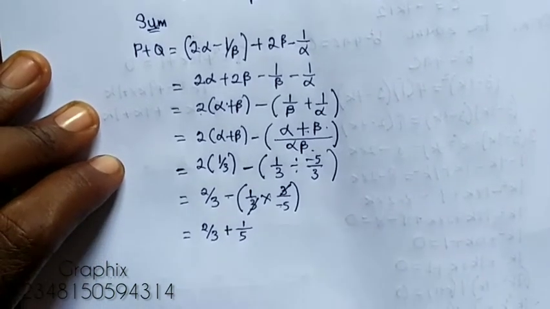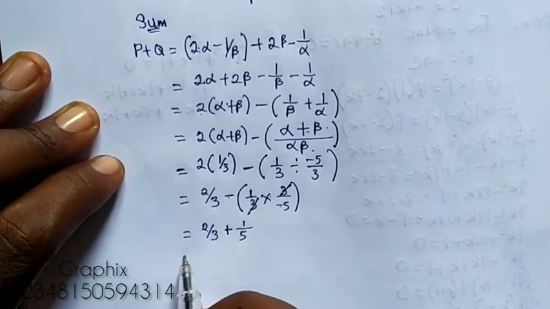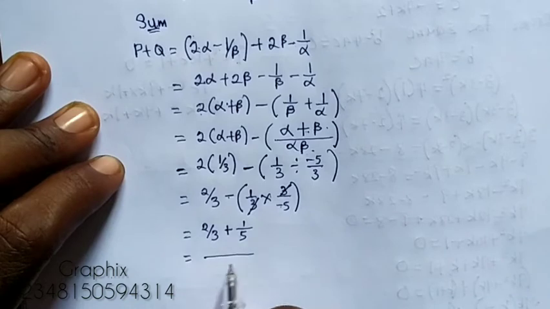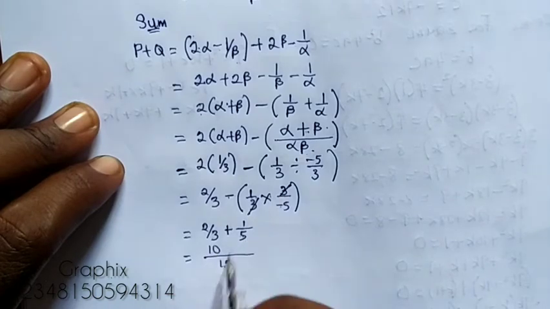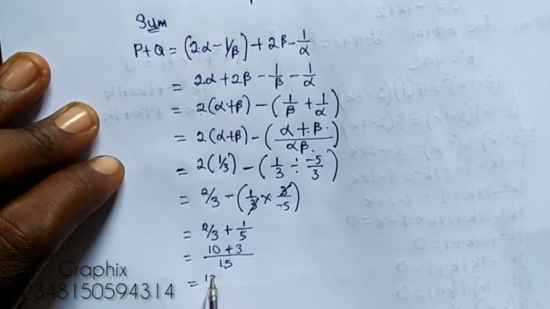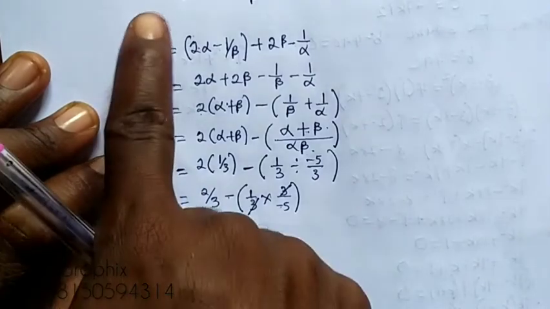So if we do our normal LCM, the LCM for this will be what? 15. 3 in 15 is 5. 5 times 2 is 10. 5 in 15 is 3. 3 times 1 is what? 3. So we are going to be having 13 all over what? 15. That is 1. That is for sum.